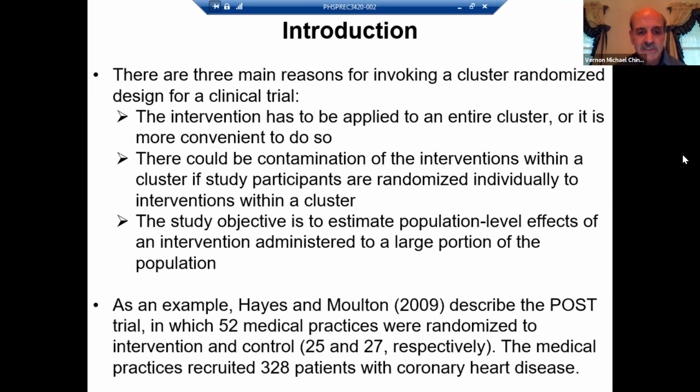And then the third reason is that the study objective is to estimate population level effects of an intervention administered to a large portion of the population.